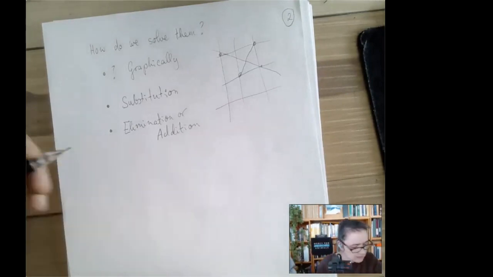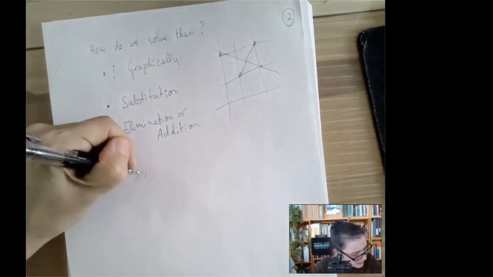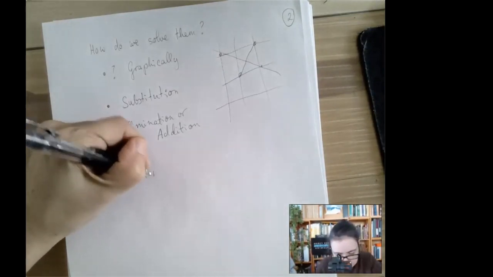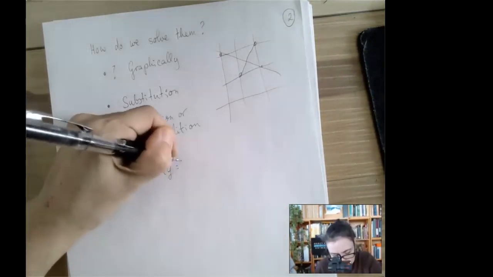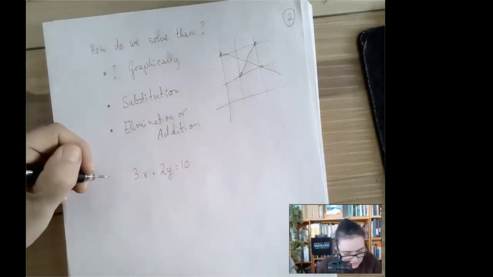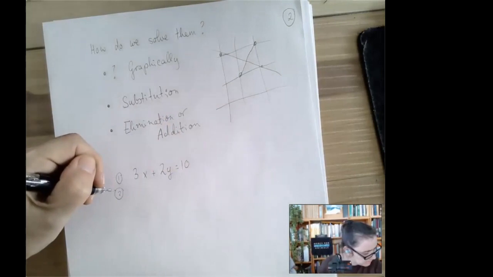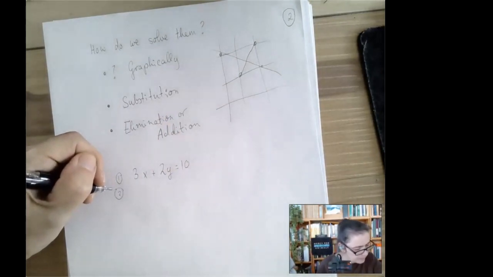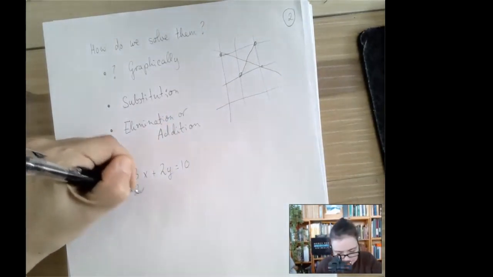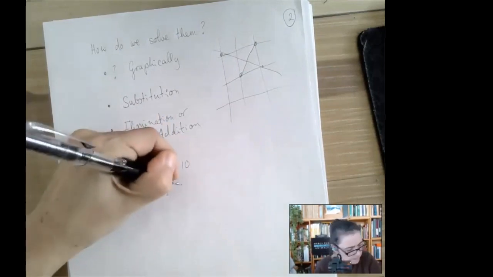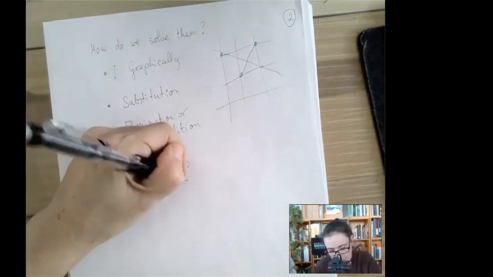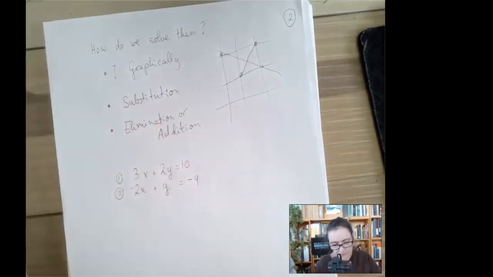Okay. So here it is, 3x plus 2y equals 10 is the first equation. And the second equation is minus 2x plus y equals negative 9.